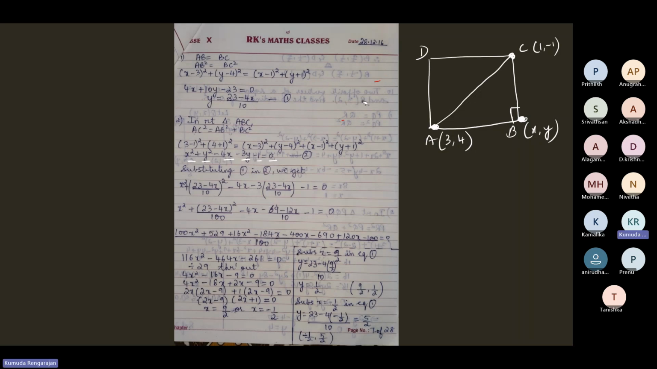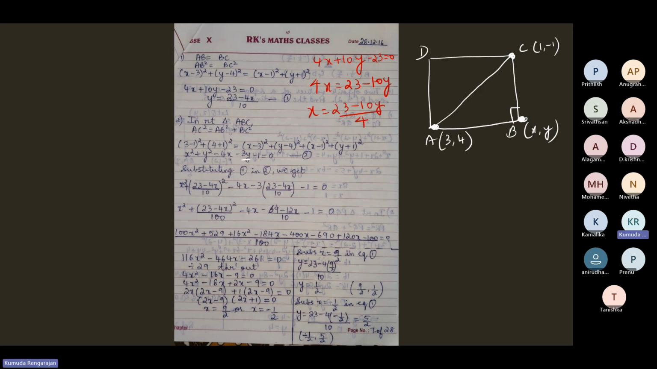To use a substitution method, you can also write x in terms of y. How do you do that? So 4x plus 10y minus 23 is equal to 0. So 4x is equal to 23 minus 10y. x is equal to 23 minus 10y by 4. You can also write x in terms of y.